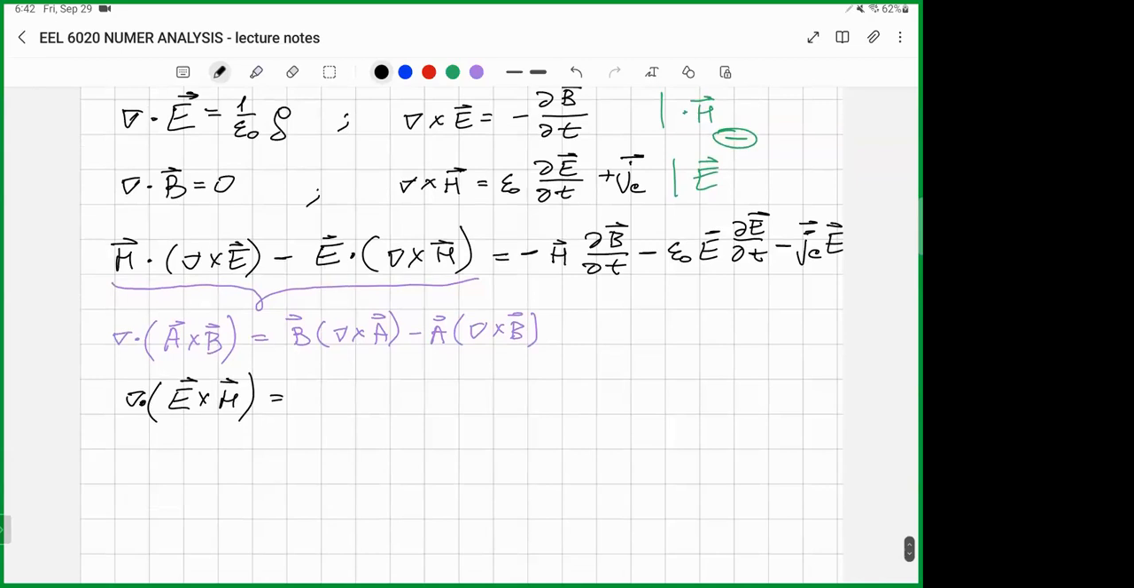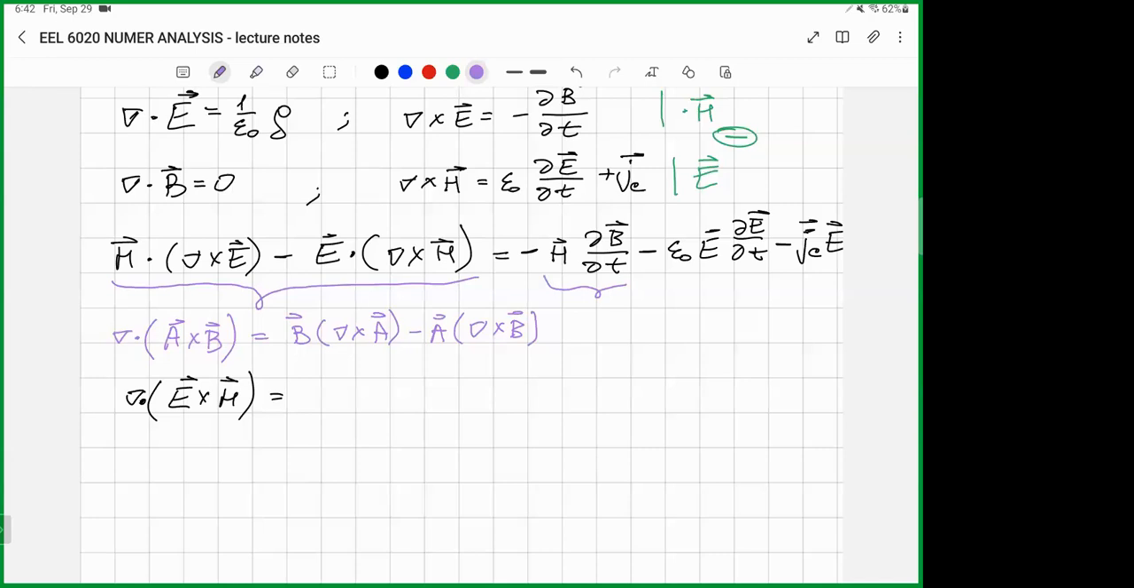Let us look at this formula here. Let me clear it up for now. The formula H times dB over dt, where B is equal to mu zero times H. So I can take this mu zero out, and it's H times dH over dt.